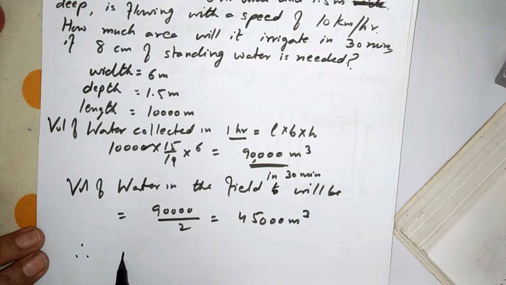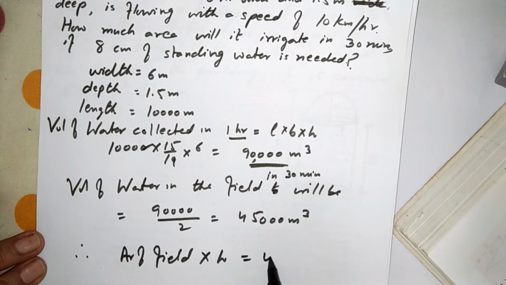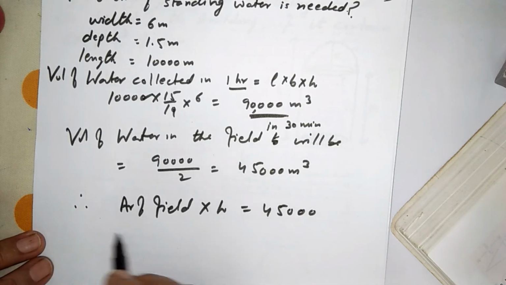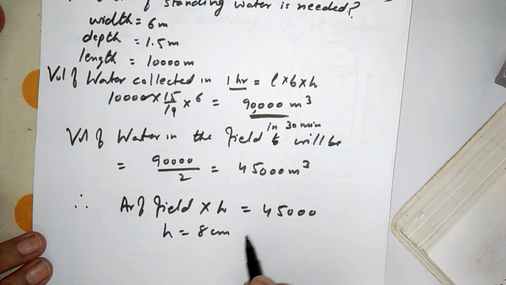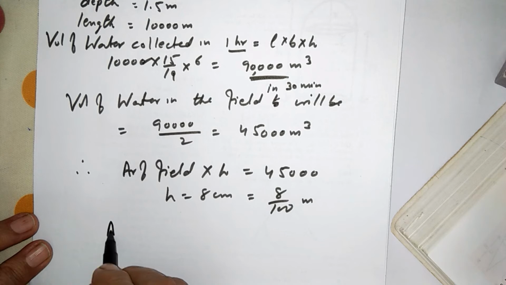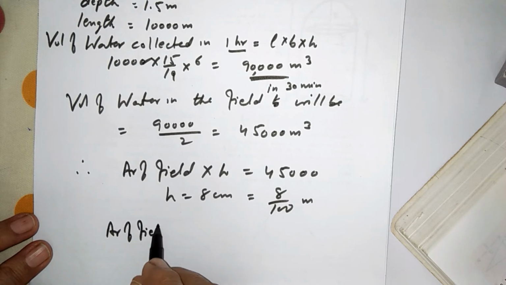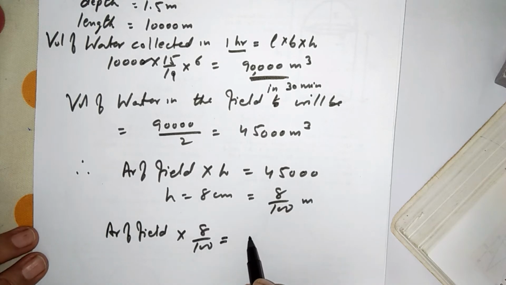Therefore, area of field into height is equal to 45,000 meter cube. Height is 8 centimeters. 8 centimeters standing water is required, which is 8 by 100 meter. Unit should be same. Therefore, area of field into height 8 by 100 is equal to 45,000 meter cube.